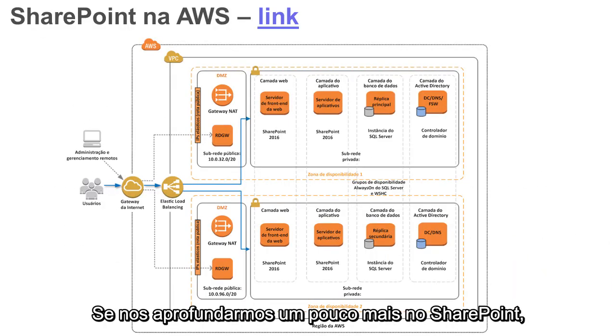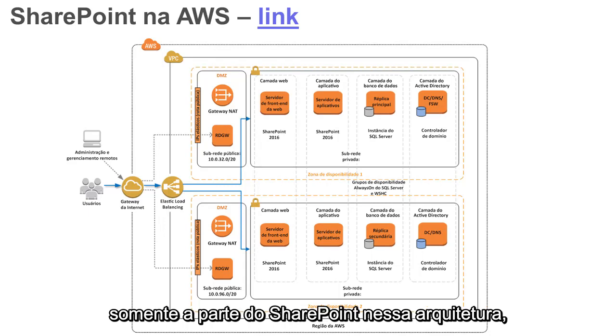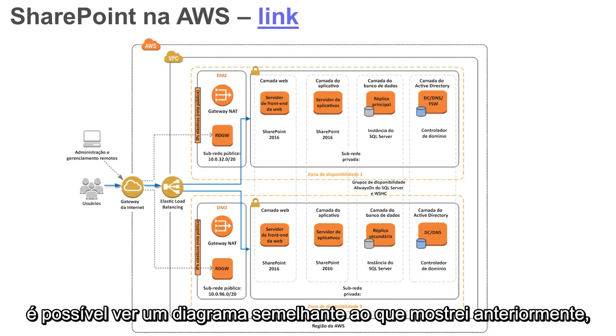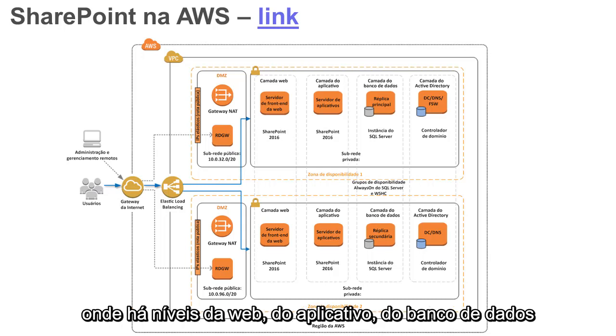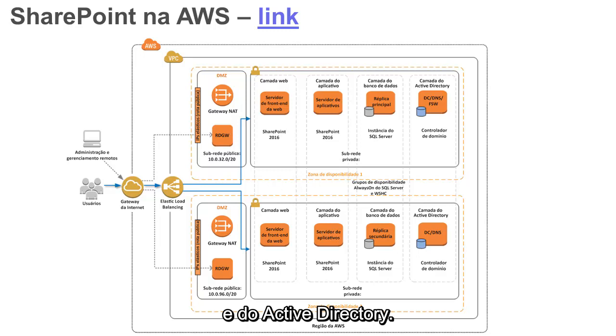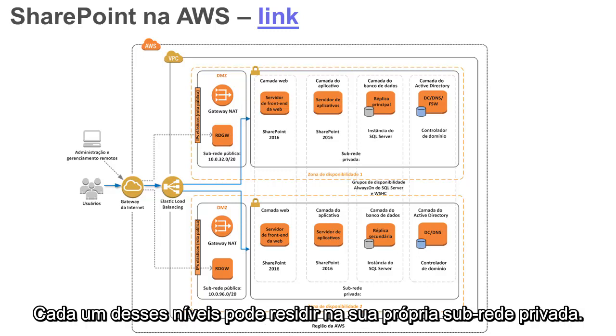Okay, and if I dive a little deeper into SharePoint, just the SharePoint piece of this architecture, you can see a diagram similar to what I showed earlier, where there's a web tier, an app tier, a database tier, and an Active Directory tier, and each of these tiers can live in their own private subnets.